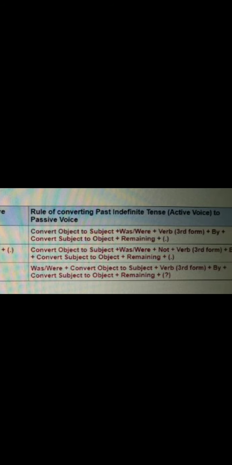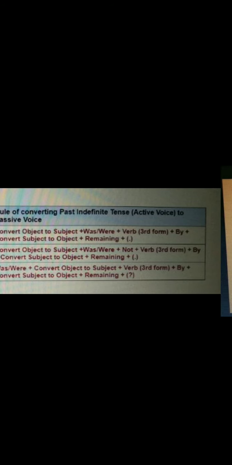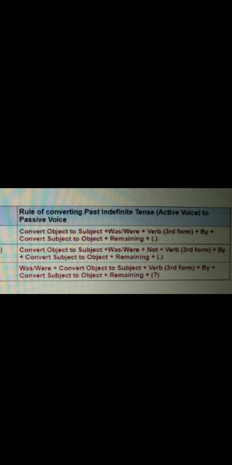In the rule of passive voice, we will convert our object into subject, then use was or were. After that, not. This is the identification of a negative sentence. Then third form of verb or past participle. Then by. By is also used according to the passive voice rule. Then convert subject to object, that is, subject will be changed into object and object into subject, then the remaining part.